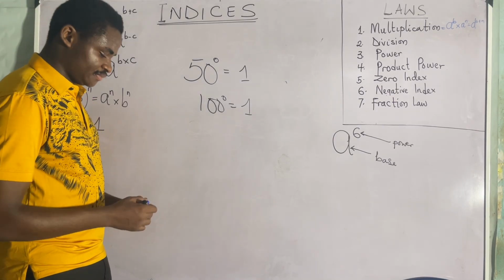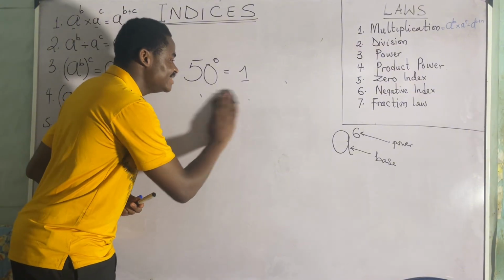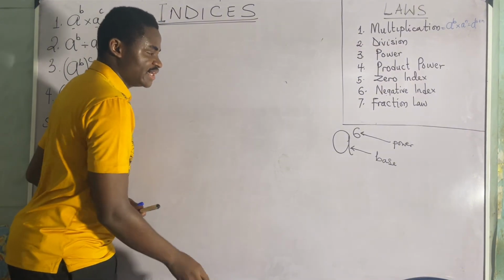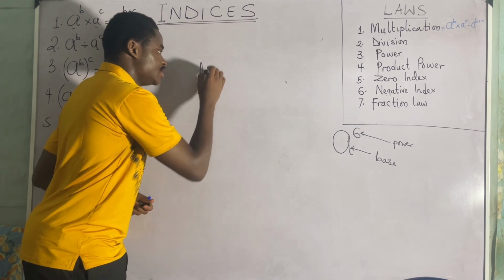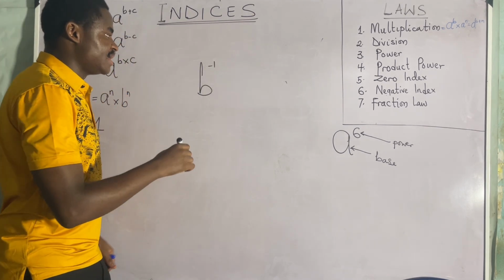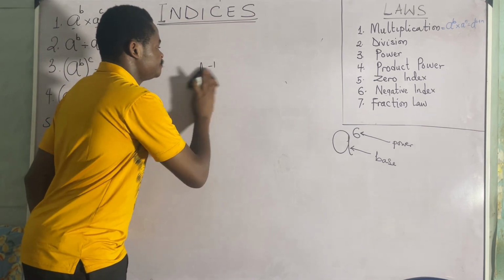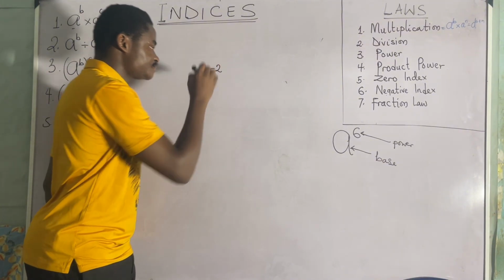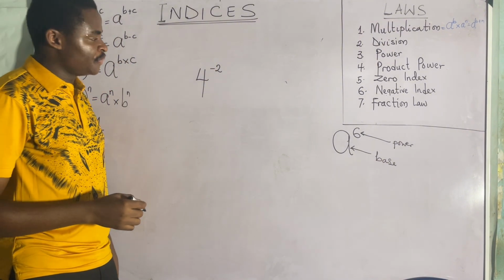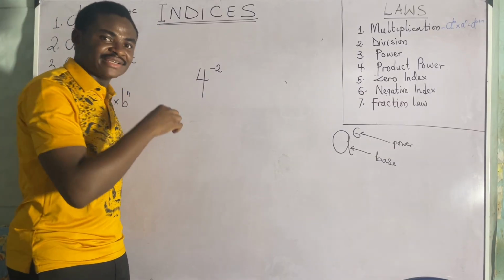Then the next law is the negative index. For the negative index, we mean when we have, say, b raised to power minus 1. Let me give a numerical example. Say 4 raised to power minus 2. Now, this law says that for you to remove this negative sign, do an inverse.